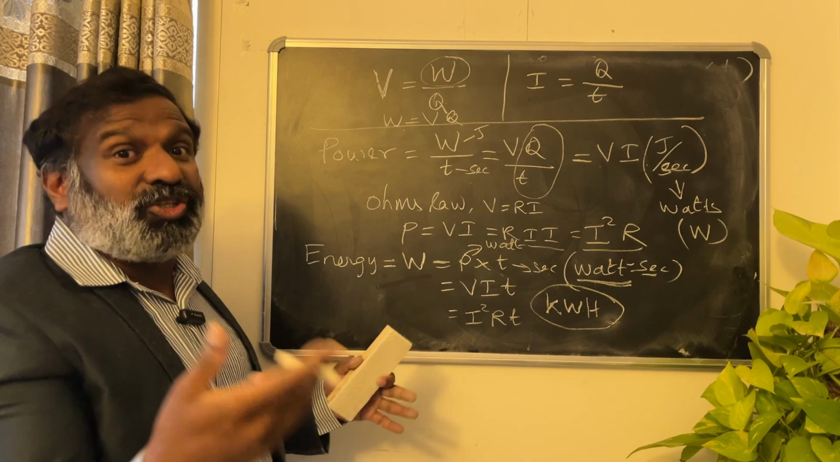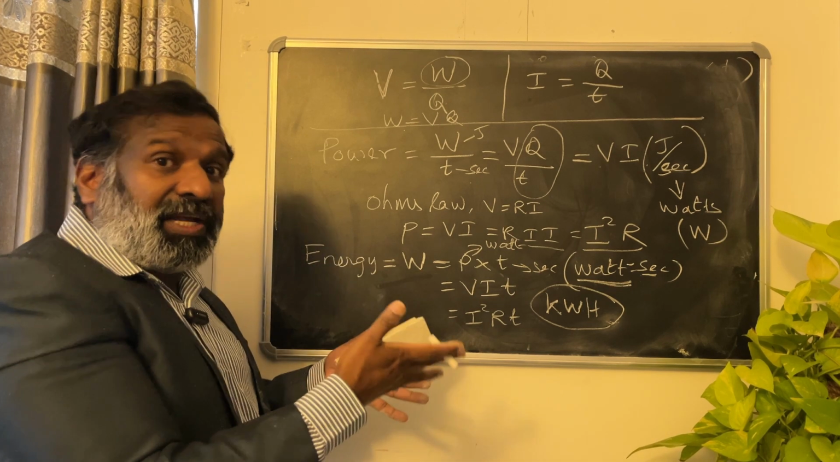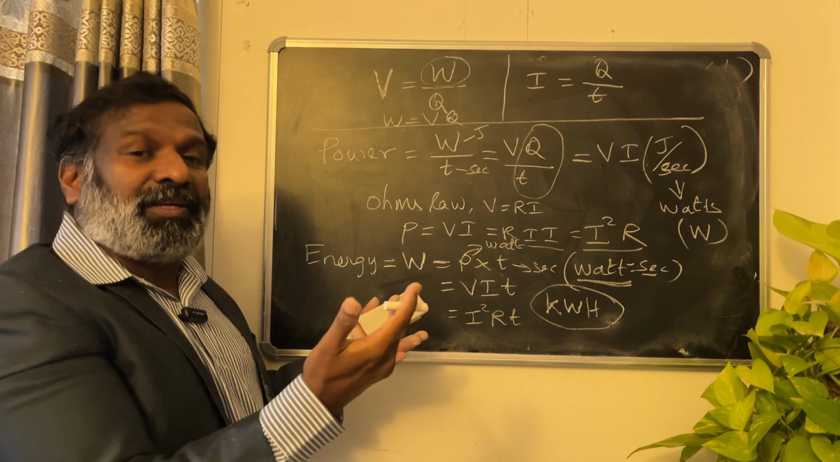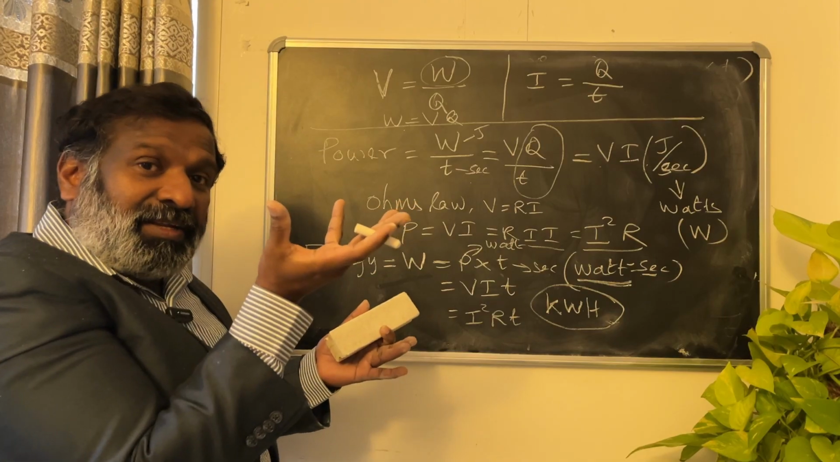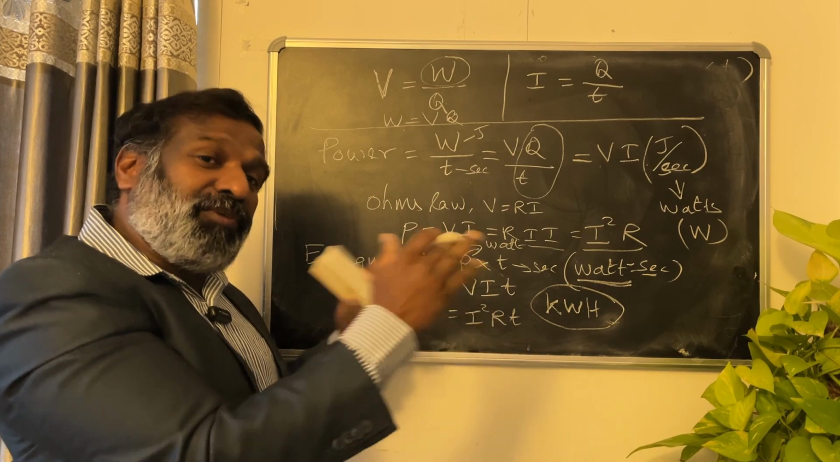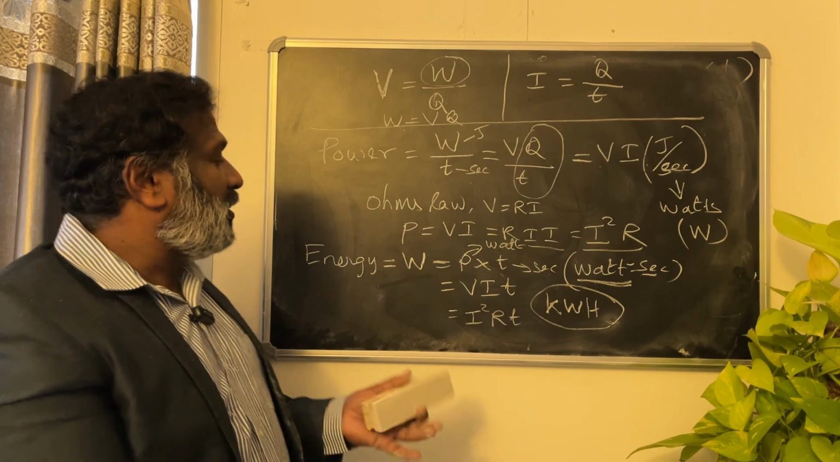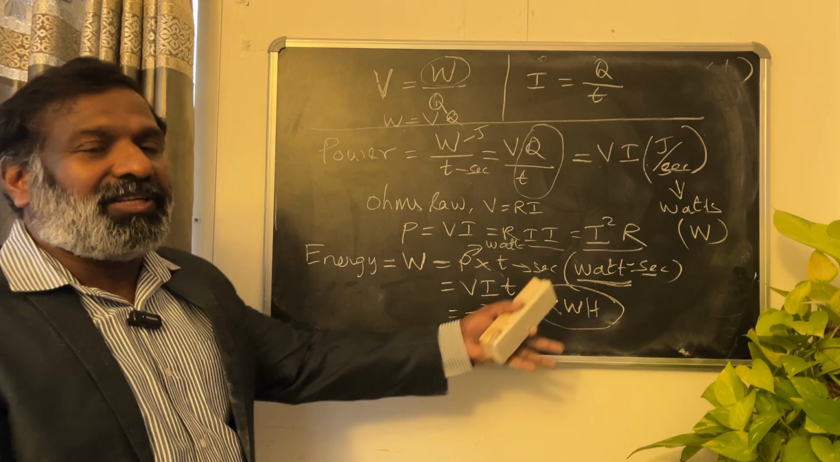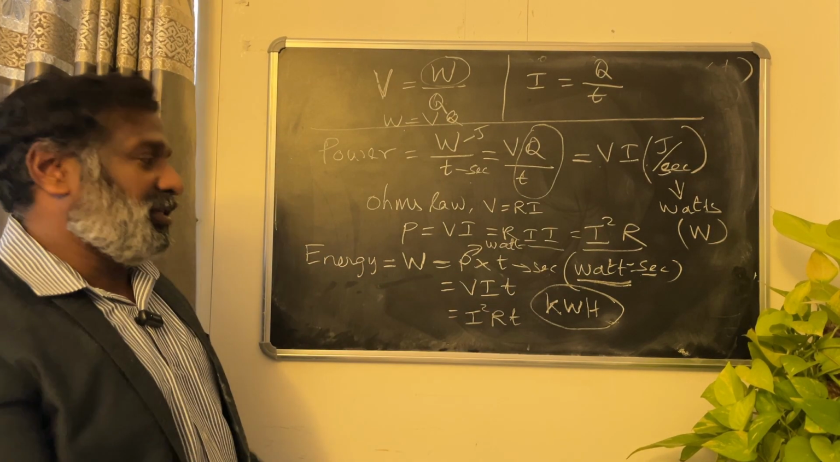So while measuring energy in our houses, we used to say, this month I have consumed 50 units of energy. What is that unit? Kilowatt hour. 50 kilowatt hour is the energy consumed, means we used to say 50 units of energy, right? So unit for energy is kilowatt hour. It is normally called unit.